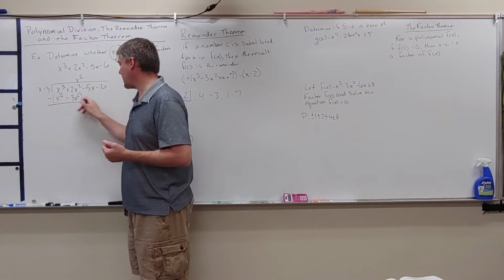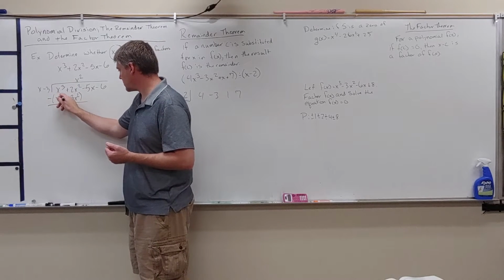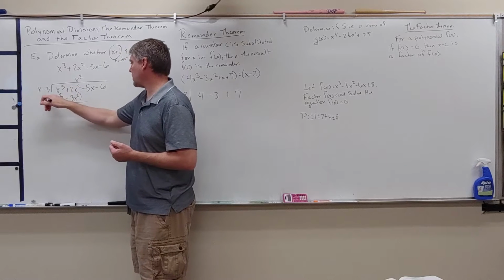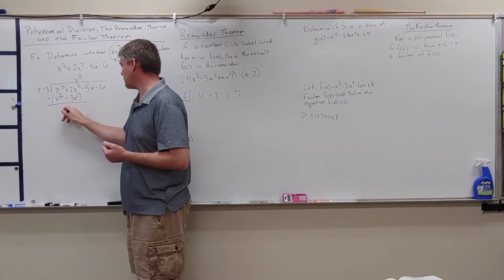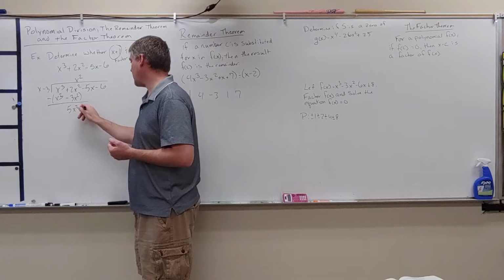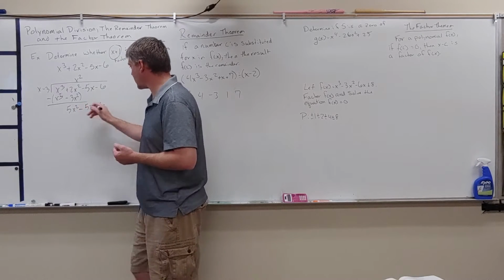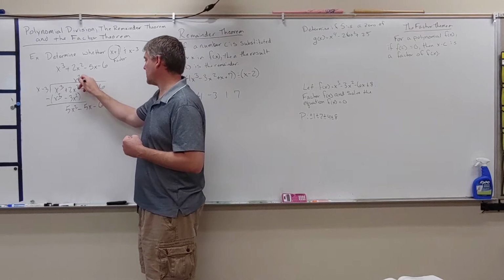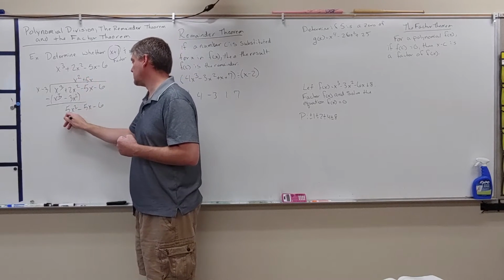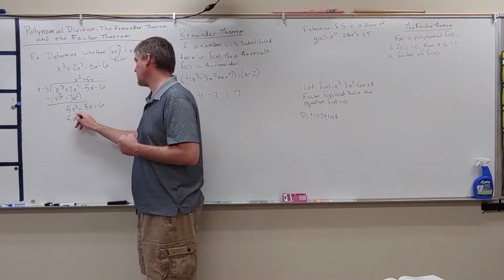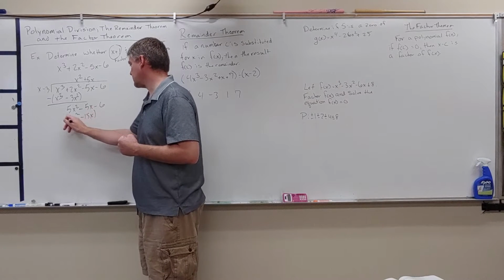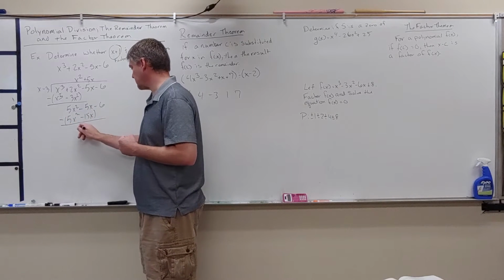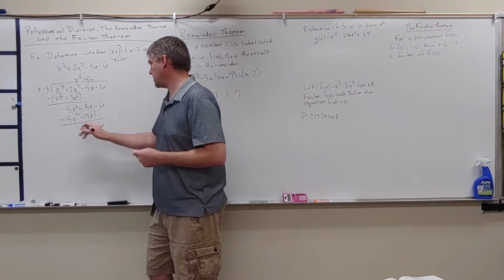I'm going to subtract that, so the x cubes go away. 2x squared minus negative 3x squared, that turns to plus. That gives me 5x squared minus 5x minus 6. x times what gives me 5x squared? That gives me positive 5x. This is 5x squared minus 15x. Subtracting that, that gives me 10x here minus 6.